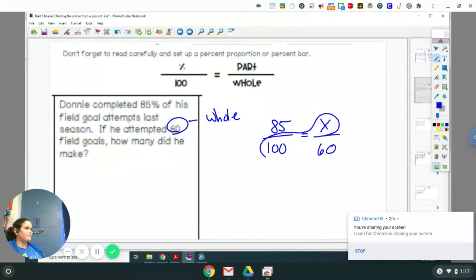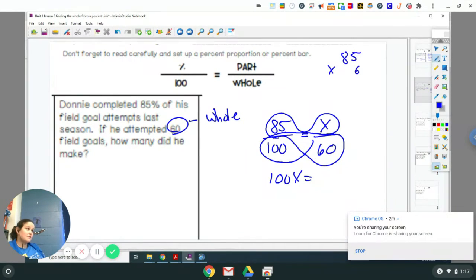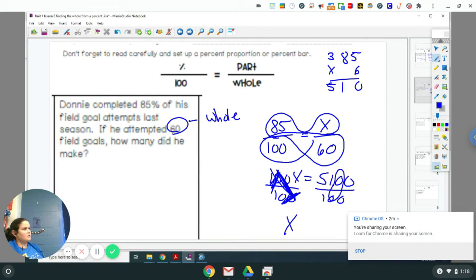So you do your butterfly. You get 100X. And then you're going to do 85 times 60. Or you can just do 85 times 6. And then just add a 0 at the end. And then you divide by 100. This crosses out to a nice big 1. And then you can cross off these zeros. So all you're left with is 51. So it means he made 51 of his goals. That's pretty good.